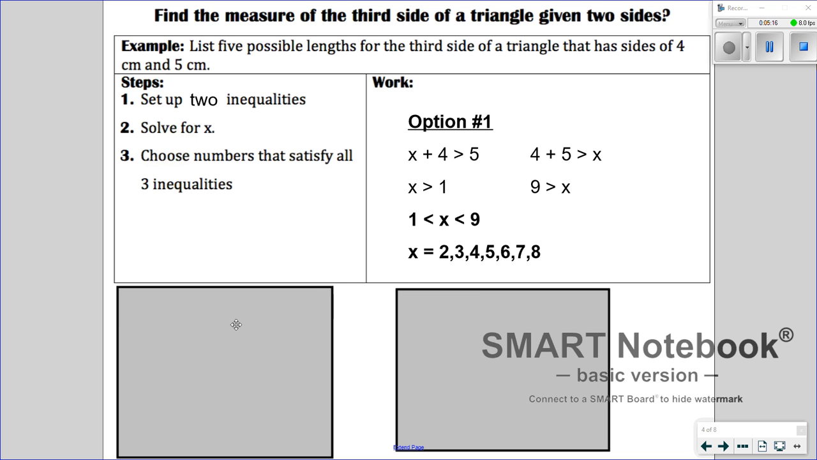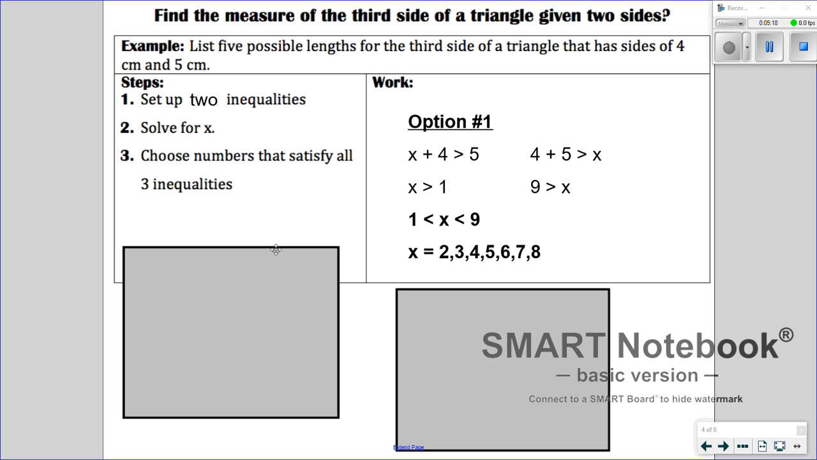So here's the work. So this is the first option. There's two options to do this. For the first option, what I did was I did x plus 4, and then greater than 5, and then I add up the two sides that they gave me and made it greater than x.